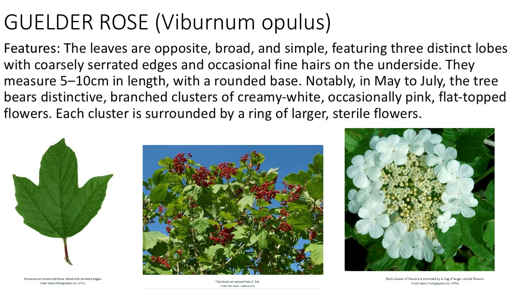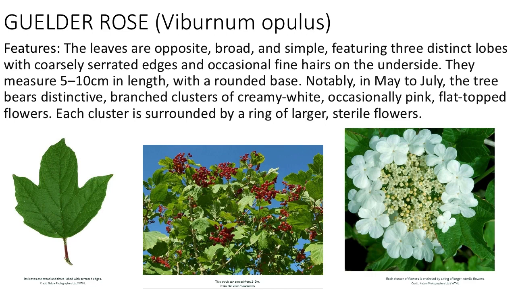Okay, looking at the next species, we've got the Guelder Rose. The key features for this are that the leaves are opposite on the twig, broad and simple. They feature these 3 distinct lobes with coarsely serrated edges and occasional fine hairs on the underside. They measure about 5 to 10 centimetres in length and have this rounded base where it meets the stem.